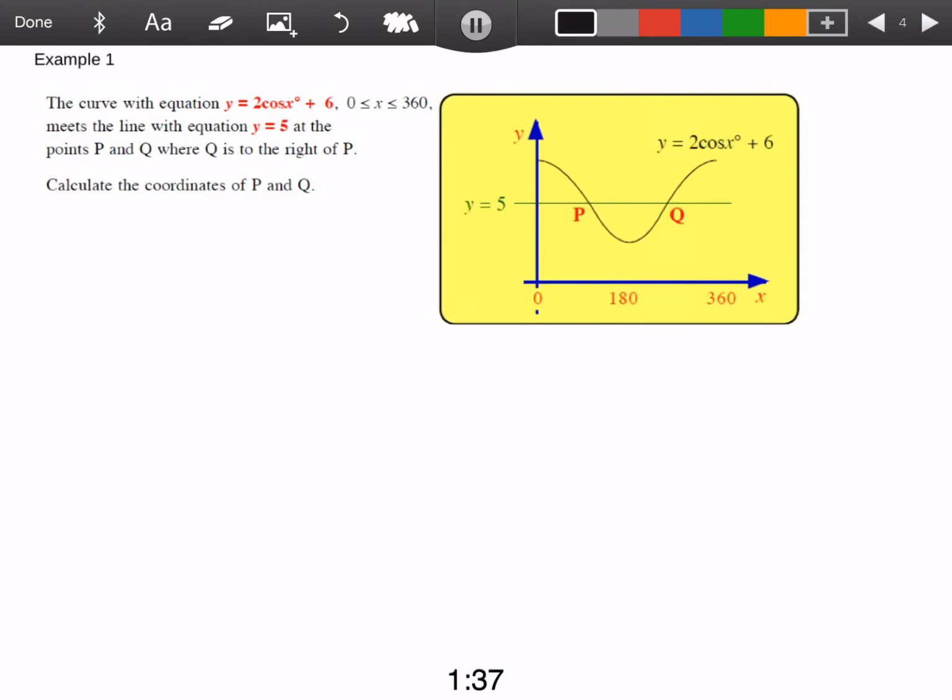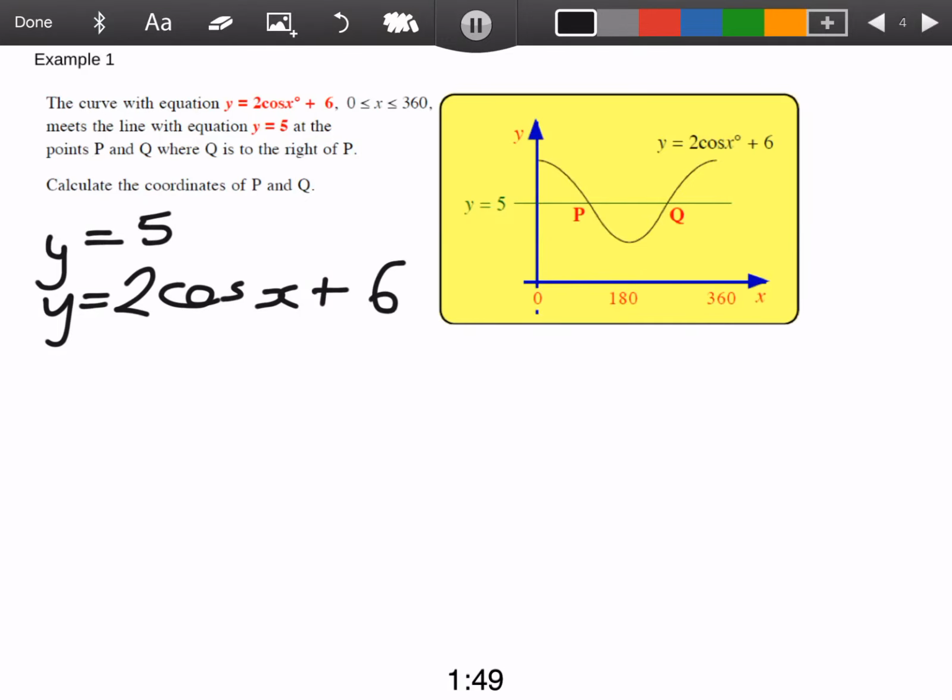So the equation is y equals 5, that's the straight line, and the trig graph is y equals 2 cos x plus 6. Points P and Q are the points where they meet. So at points P and Q, those two are equal to each other. Now look at this equation. It says y equals 5. Your other equation says y equals 2 cos x plus 6. Those two are both y equals, so those two must be equal to each other.